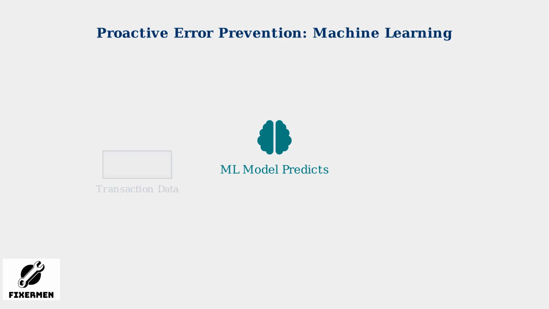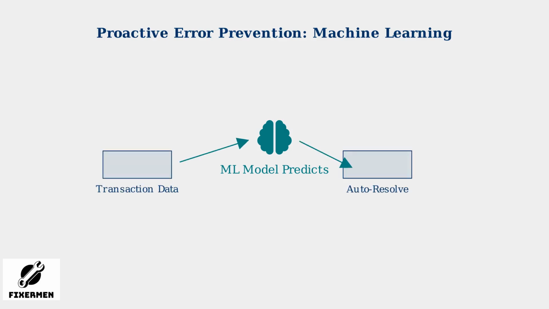PayPal is increasingly using machine learning models to predict and auto-resolve verification issues in real time. These models analyze patterns in transaction data to identify potential problems before they occur. When an issue is detected, the system can automatically resolve it without user intervention. This proactive approach prevents errors like 10201 from disrupting transactions. By predicting and handling verification failures automatically, machine learning reduces the need for manual fixes, making the process more efficient and improving user experience.